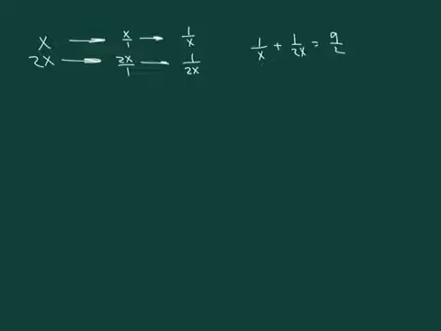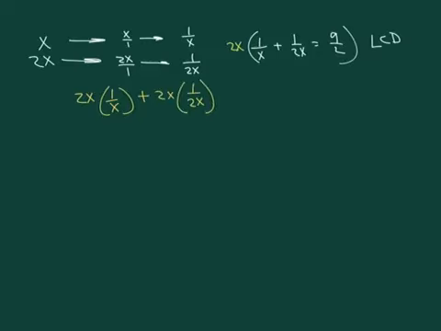So we like to get rid of the fractions. Remember a couple lessons ago we found the LCD and multiplied the whole thing by the LCD, and it got rid of the fractions. Well, what is the LCD of x, 2x, and 2? It's going to be 2x, since that's what's common to all of these. So let's multiply the whole thing by 2x. So 2x times 1 over x plus 2x times 1 over 2x equals 2x times 9/2.